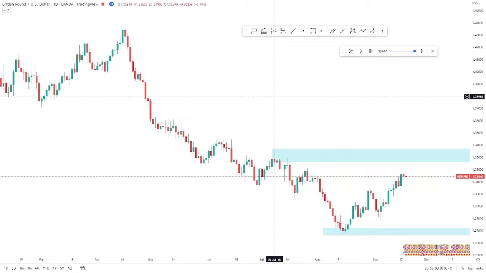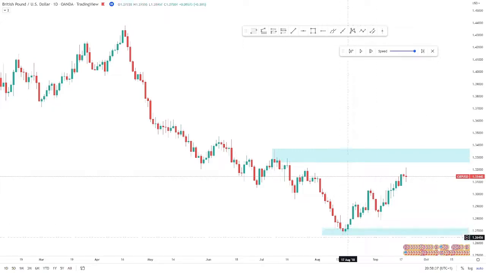Now let's take a look at a GBPUSD example on the daily time frame. I started to draw some supply zones and some demand zones. I chose this supply zone because it's the most recent supply zone that the price hasn't touched. You can draw this one, but this one has a long wick over here. I don't like this type of supply zone, so I just chose this one above.